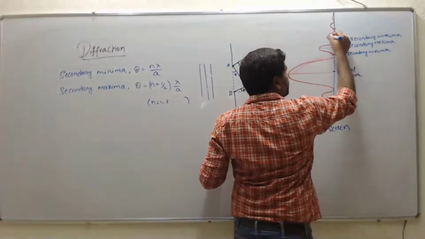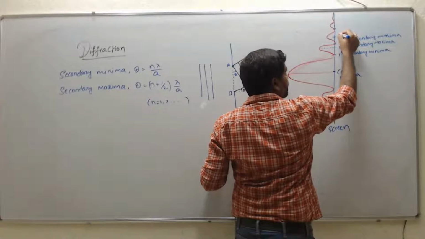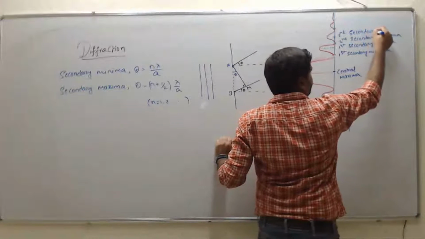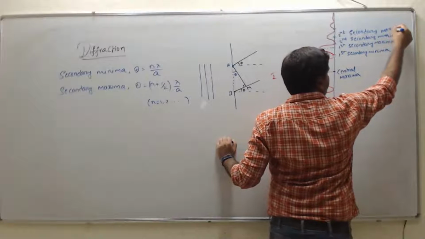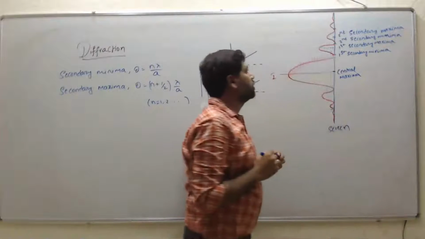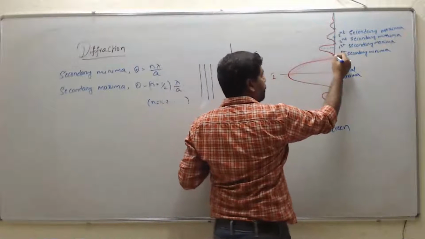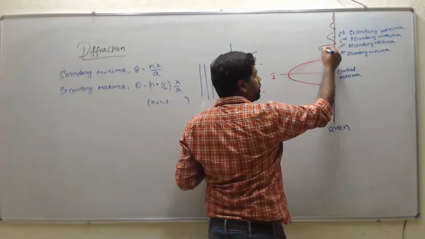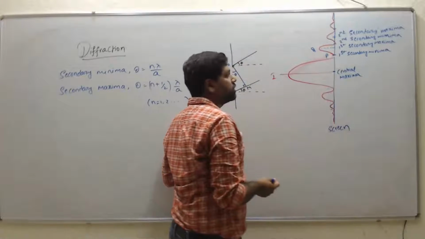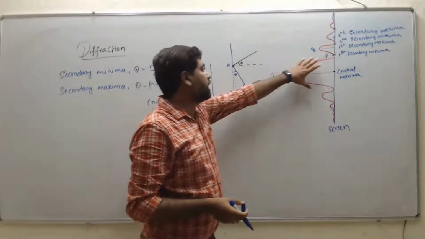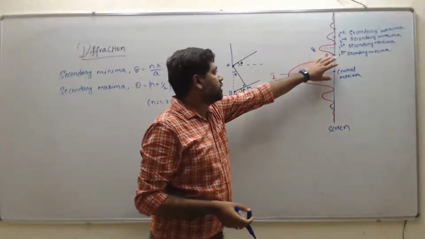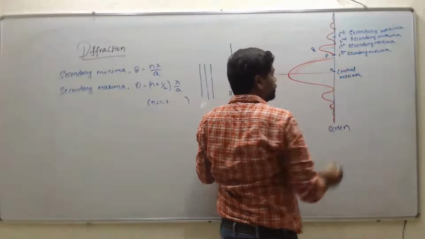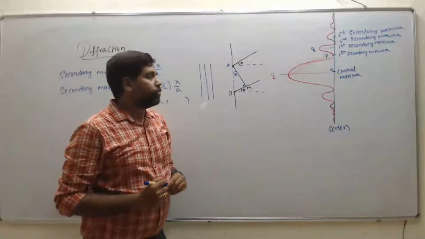And here we are getting the maximum, and this point we have taken as the secondary maximum, right? So this is the point P, that is for the secondary minimum, and this is the point Q, that is for the secondary maximum. As we explained in the previous, P is the secondary minimum and Q is the secondary maximum, and here O is at the central maximum, right?